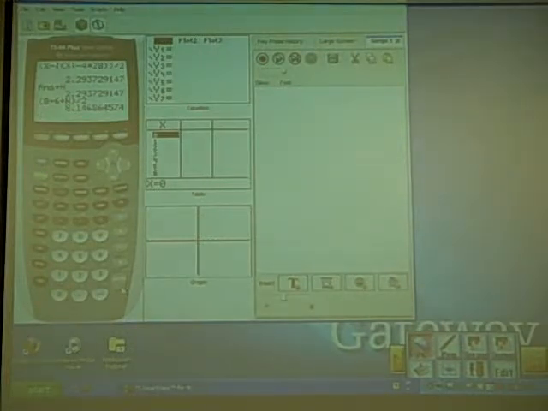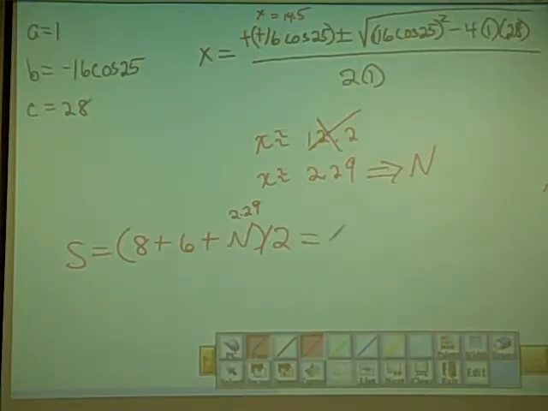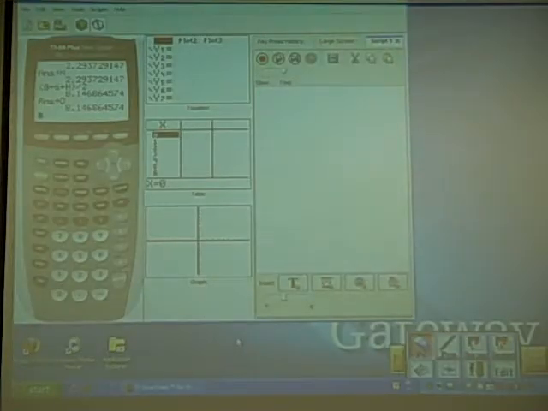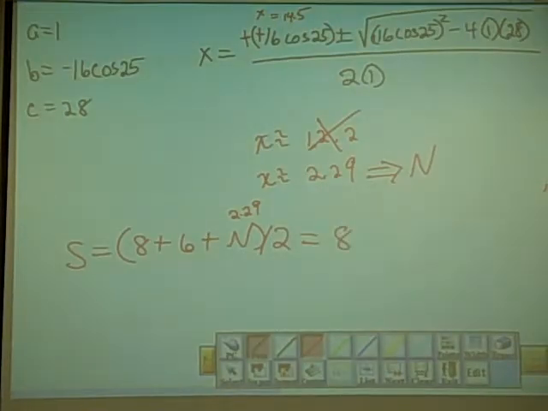We get 8.14. Now we got to store that. So we're going to store that in this O. So we're going to hit store, and answers comes up, alpha and O, and hit enter. Okay, so we have that in O. So we're going to make a note of that. And we get 8.15. Yeah, 8.15. And we stored that in O.